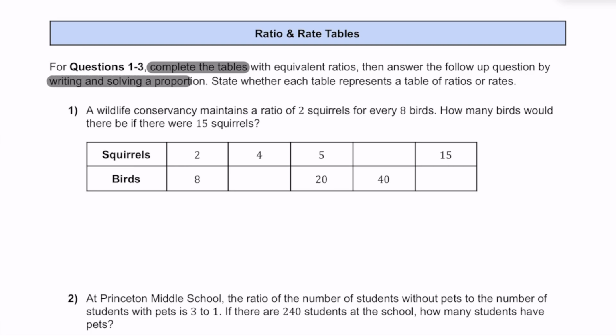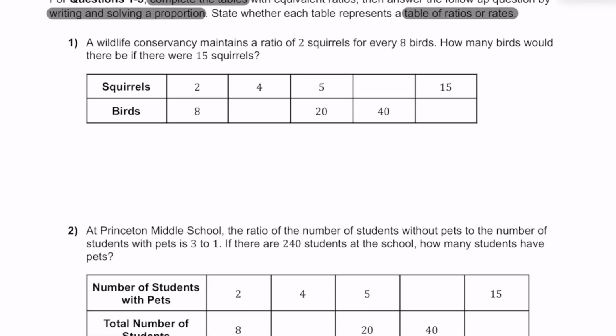answer and write and solve a proportion as well, and then state whether each table actually represents a table of ratios or a table of rates, depending on the types of units that we have. So let's get right into it. For number 1, a wildlife conservancy maintains a ratio of 2 squirrels for every 8 birds. How many birds would there be if there were 15 squirrels?